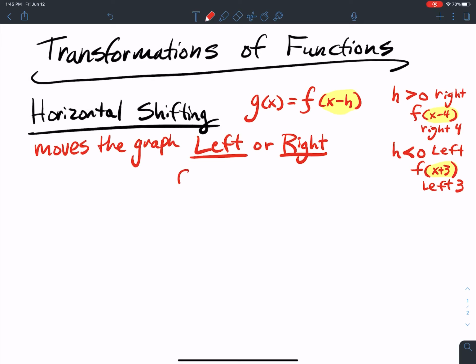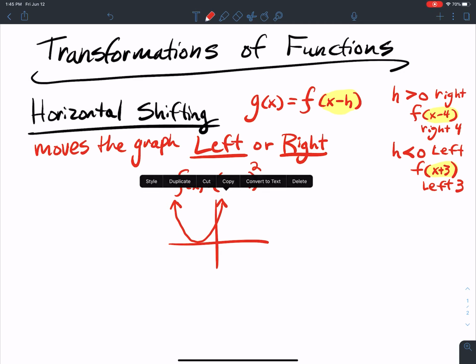So say I have f of x equals x plus 2 squared. What is this? This is a parabola that we take and we shift it to the left 2 units. And so when I shift it to the left 2 units, negative 2, 0 is my new vertex.